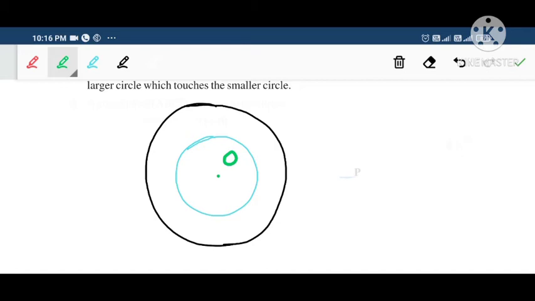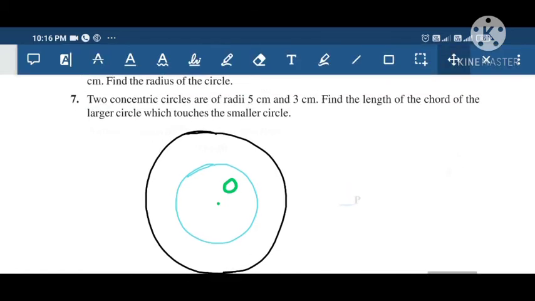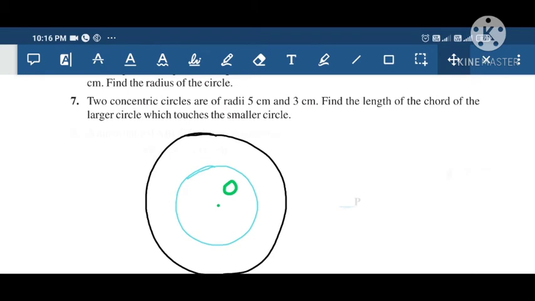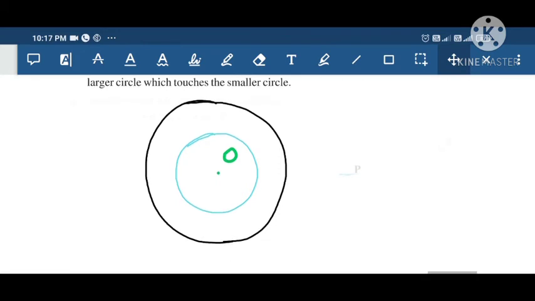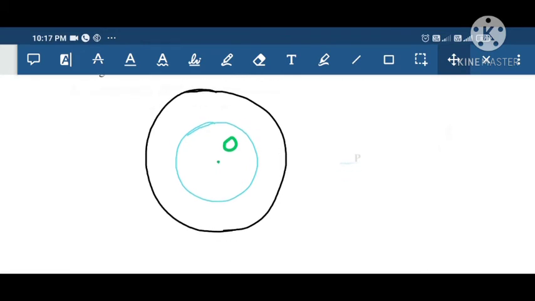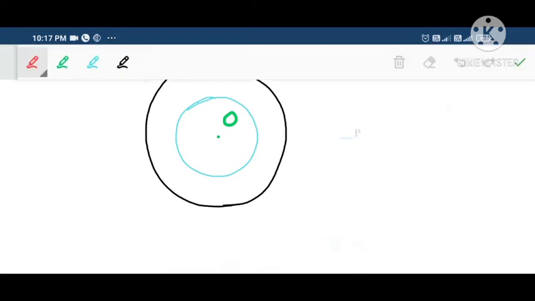Okay, and the next point: find the length of the chord of the larger circle which touches the smaller circle. A chord touches the circle at two points. Tangent means it touches only one point of the circle. So we need to find the length of the chord of the big circle which touches the smaller circle. I just draw the chord like this.